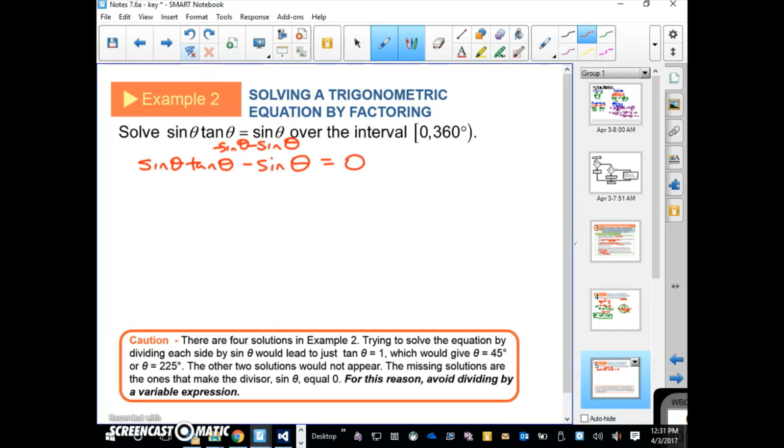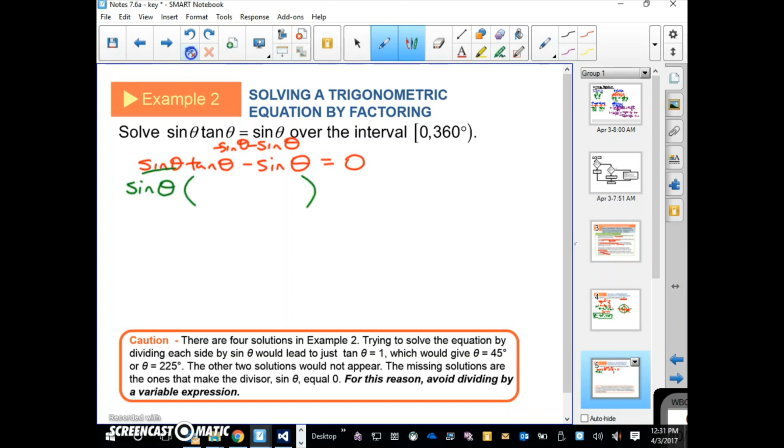But what you would have to recognize is this common factor. Think about if I had 4x squared minus 12x equals 0. You'd see a common factor of 4x, and you'd take that out, and that'd be x minus 3. And we could solve by factoring. It's the same concept. You just have that extra layer of trig on top of it. I'm going to write that down. We've got sine theta in common.